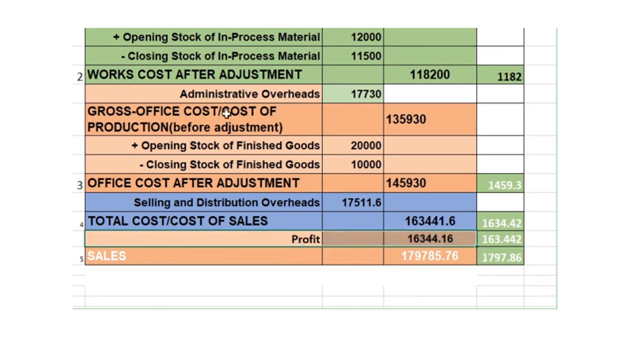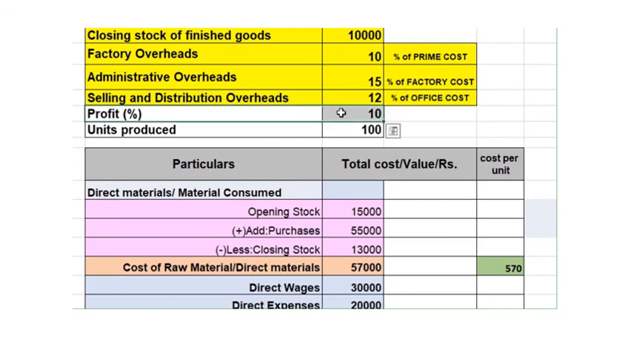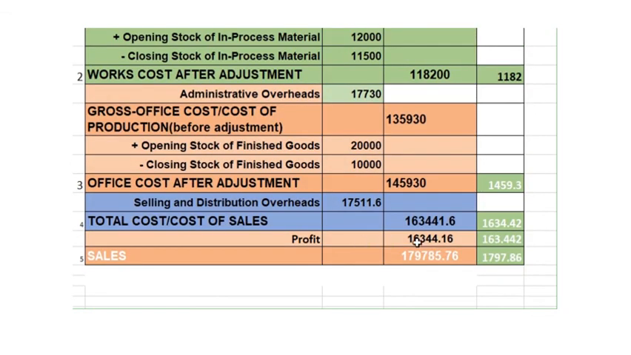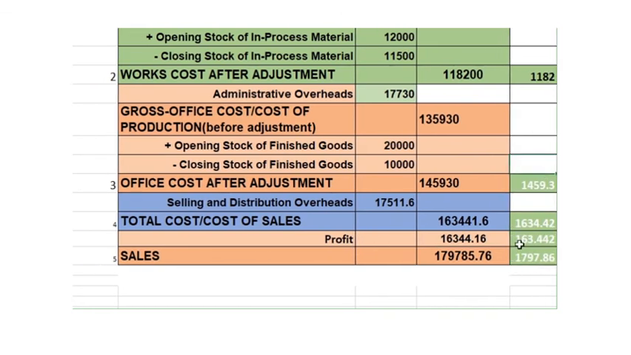So next is profit. What is the profit? It is 10 percent. So 10 percent we have directly, 16,344, and the sales is cost plus profit, 1,79,785.7. So with this we end. We will not deal with unit cost here. We will see it at a later stage.